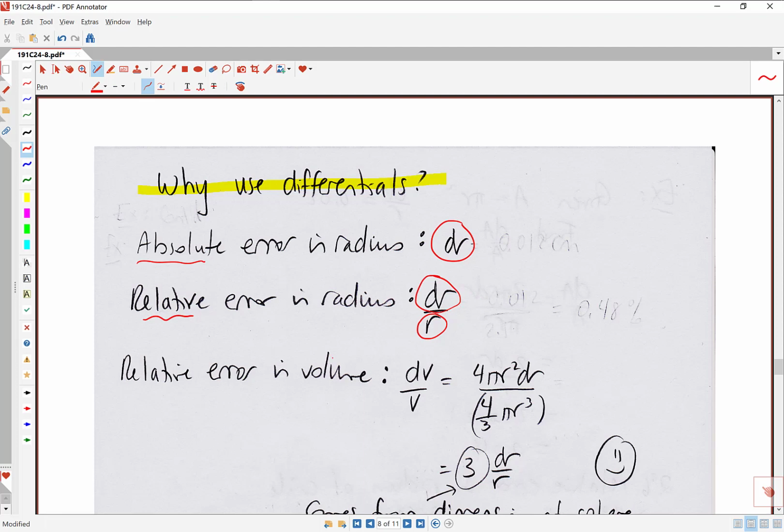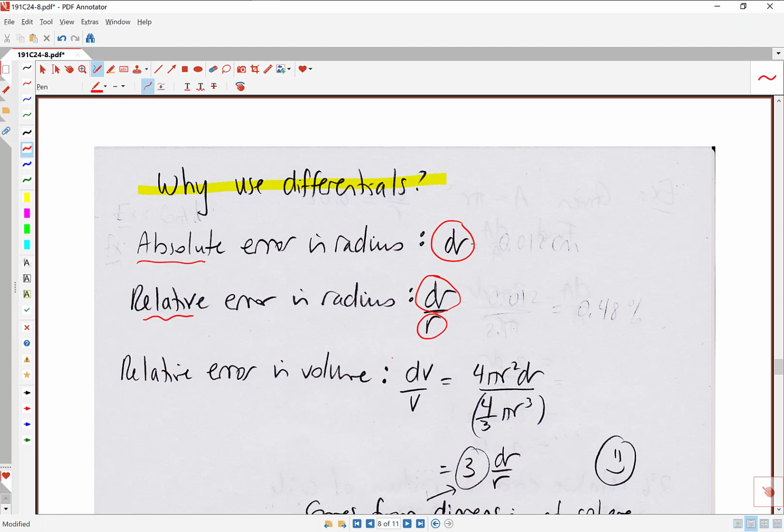So now let's think about what would happen if you calculated the relative error in the volume. Let's say we're continuing the previous example. So we're talking about the volume of a sphere, and you wanted the relative error in volume for that sphere.